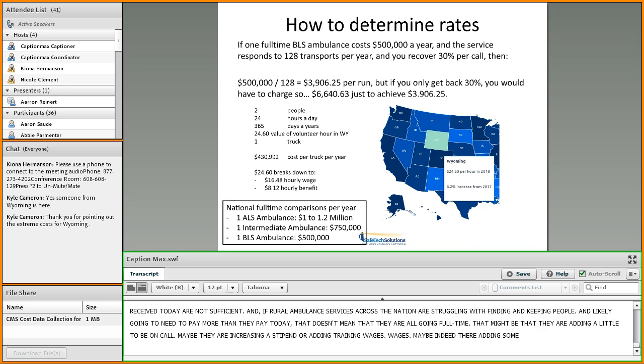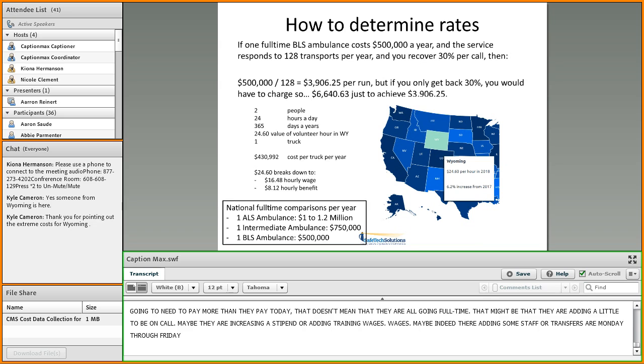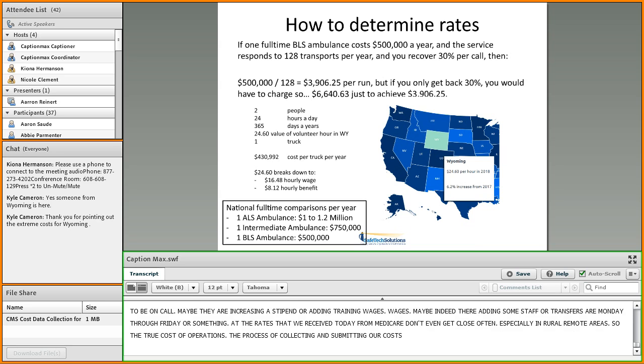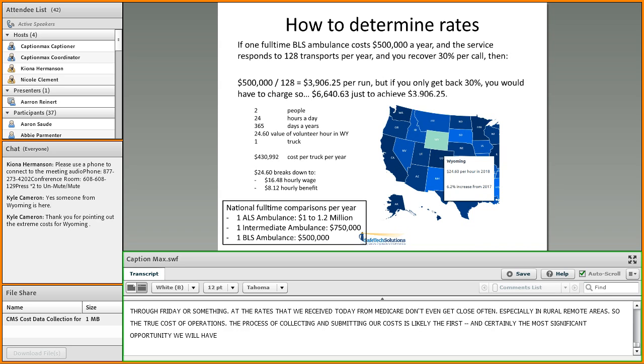The point I wanted to make here was the rates that ambulances receive today are not sufficient. And if rural ambulance services all across our nation are struggling with finding and keeping people and are likely going to need to pay more than they pay today, that doesn't mean they're all going full-time. That might mean they're adding a little to be on call. Maybe they're increasing a stipend, adding some training wages. Maybe indeed they're adding some staff for transfers or Monday through Friday or something.